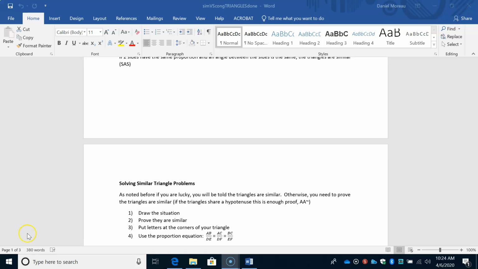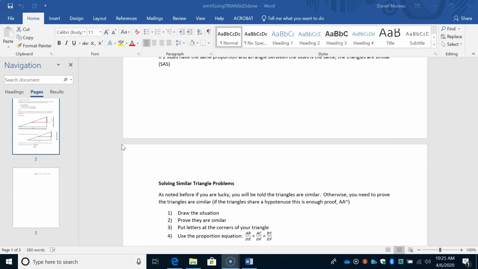Now, let's look at an example. Before we start, solving similar triangles involves 4 steps. The first step is to draw the situation. The second step is to prove it. You have to prove that the triangles are similar. The third step is to name it. Put the letters at the corners of your triangles. Finally, solve it using proportionalities. Use the proportion equation.